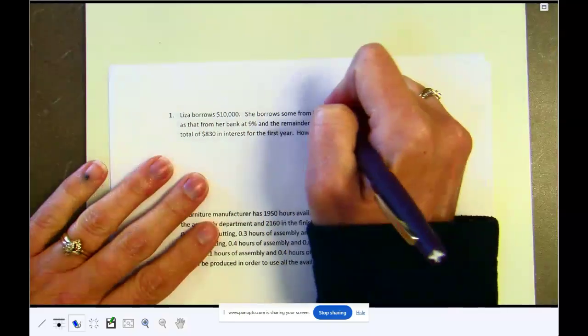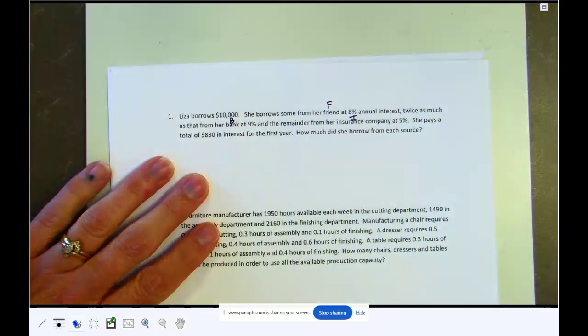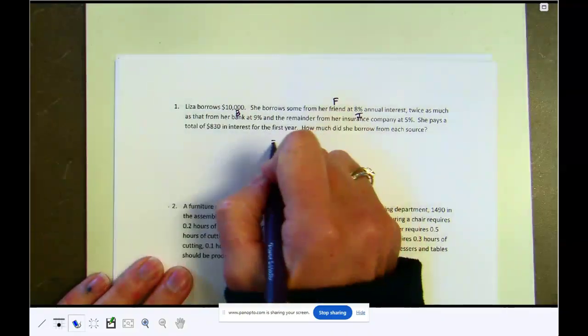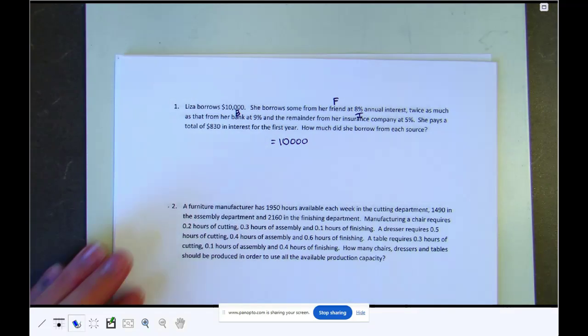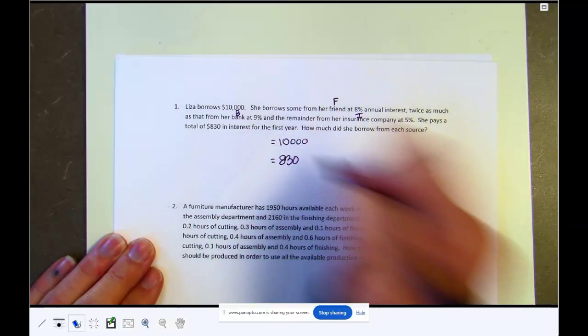I'm going F, B, and insurance company. So we're going FBI. So if the first total you guys said was 10,000, whoops, 830.